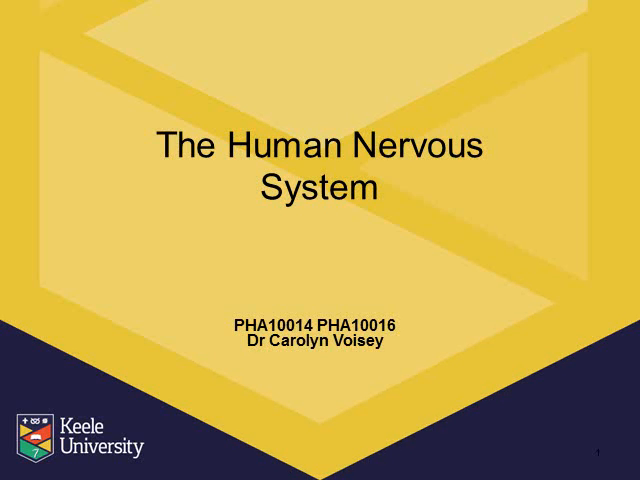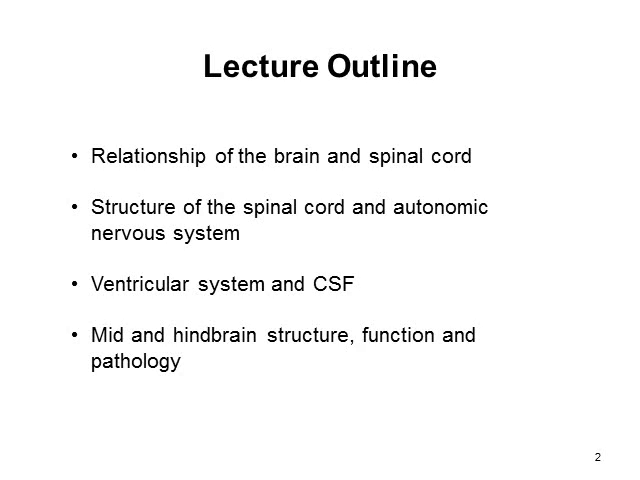Okay folks, welcome to the first lecture on the human nervous system. The things we need to cover in this lecture are the relationship of the brain and the spinal cord, the structure of the spinal cord, and details of the autonomic nervous system. We also need to cover the ventricular system and cerebrospinal fluid, and then we're going to work on to cover mid and hindbrain structure, function and pathology.